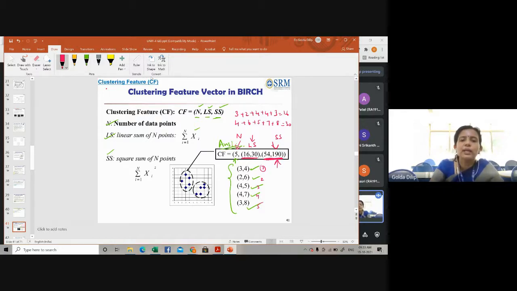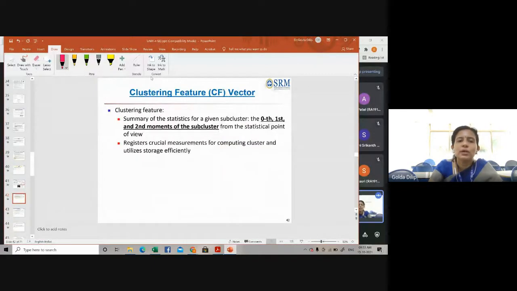First one is the number of data points, second one is the linear sum, and the third one is the square sum of n points. So this clustering feature vector, statistically, we can say you have these three things: N, LS, and SS.